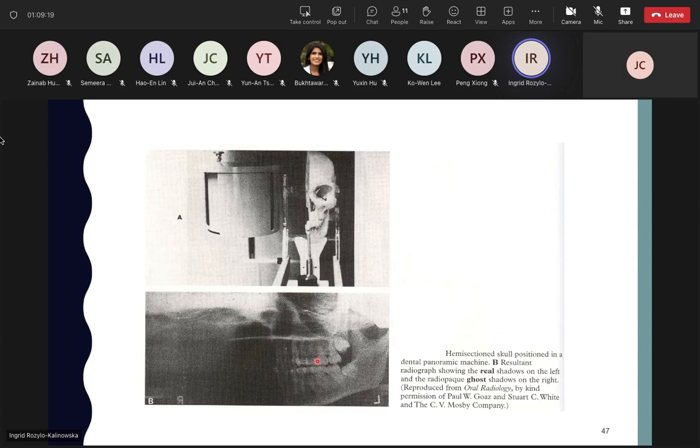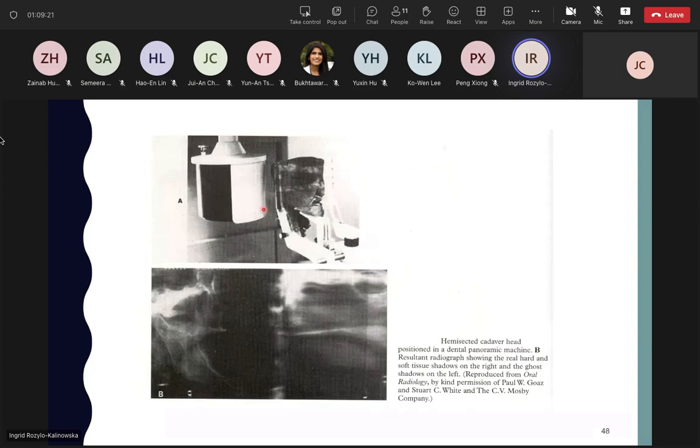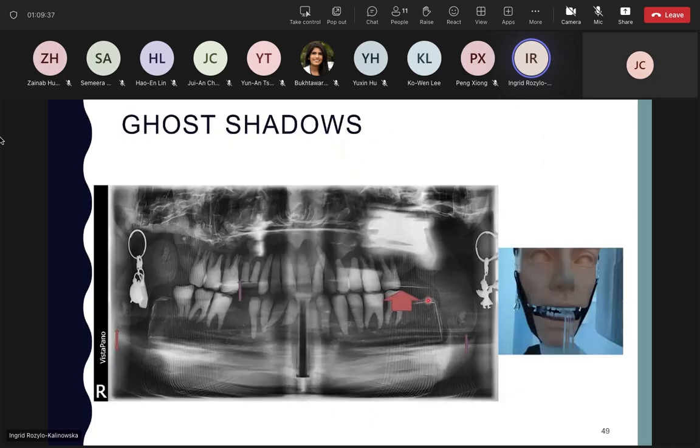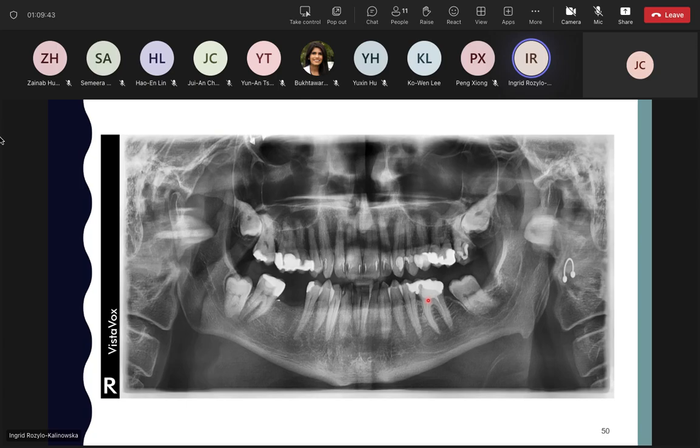And if half of the head of a cadaver is placed in the panoramic machine, also with soft tissues of the face, now we can see even many more images on the left side because there are ghost shadows of not only the bone, but also ghost shadows of the soft tissues. So I showed you this slide in the seminar as well. So let me go to some other images.